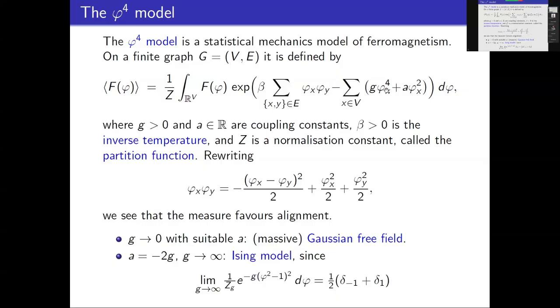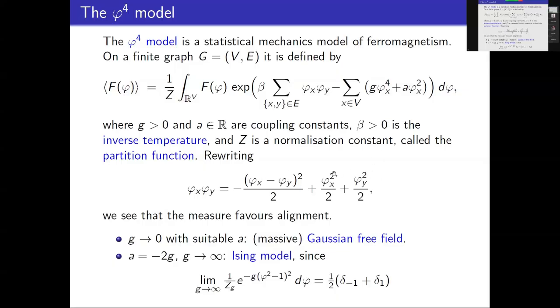Well, formally you define it by taking this constant here, g, to be equal to 0. In this case, of course, you get something Gaussian, all right? But you need to be careful and take the right value of A in order to get something meaningful. So if, let's say, A is beta times the degree over 2, then you get the massive Gaussian free field.